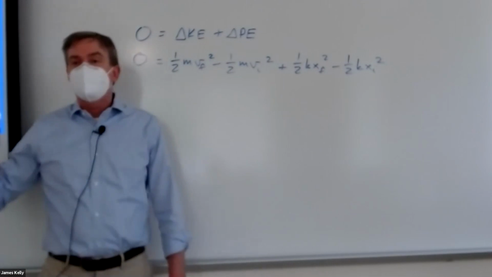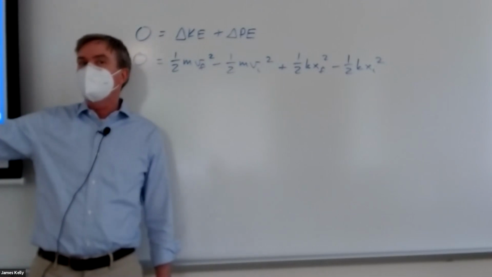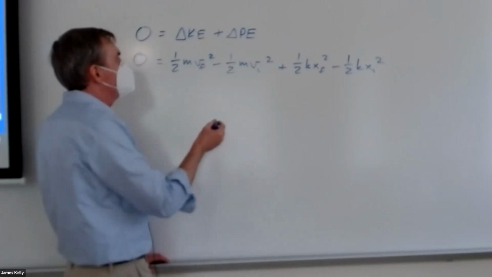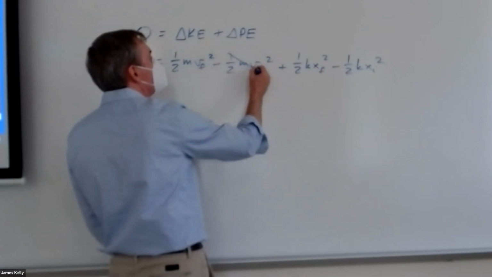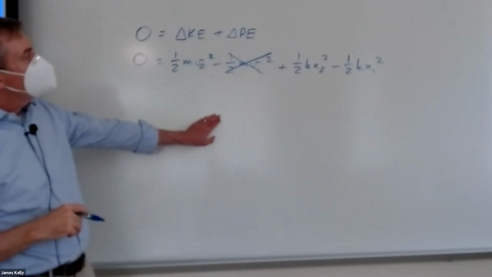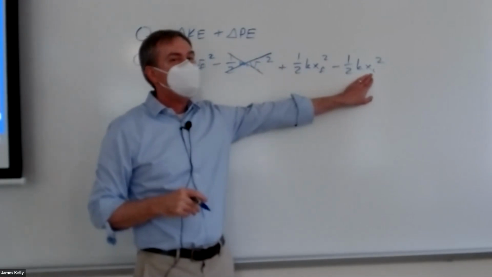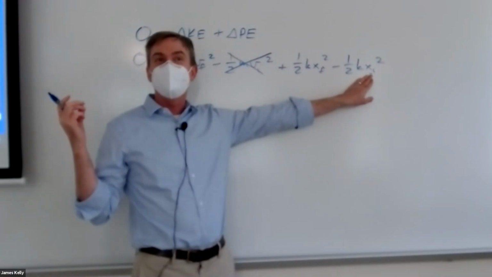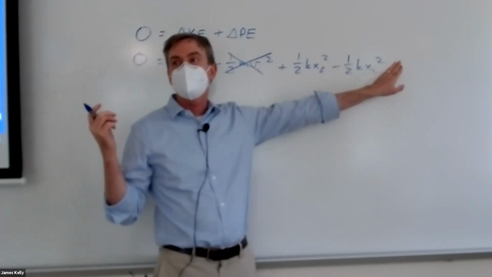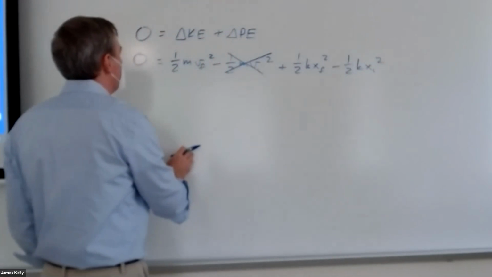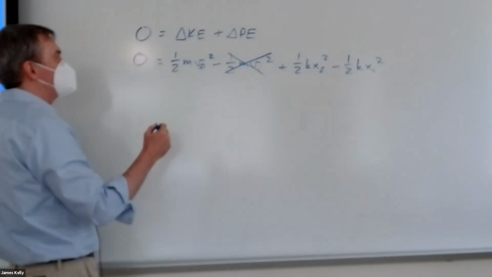Now, if initial is when I released it from rest, how does that simplify my stuff up here? Yeah, initial speed is 0, so I can just throw this one away. And we also said that the initial x, we know from looking at the picture, is going to be the negative of the amplitude. And so the initial x squared will be the amplitude squared. The minus sign goes away. Okay, so let's try to simplify that a little bit.